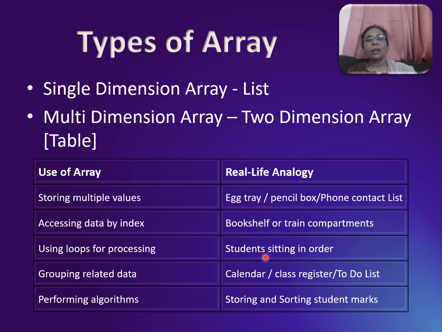Using loops: students sitting in order. If you want to allocate a place for them, you can use a loop. Grouping related data: a calendar, a class register, etc. are used to group the data. Performing algorithms: you can perform storing, sorting, adding, finding the sum of the elements of the array, reversing the array. So these are a few algorithms that you can work upon in an array.